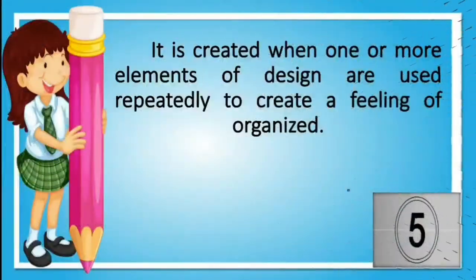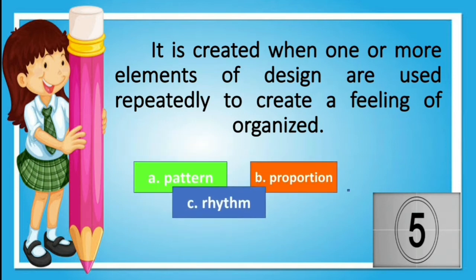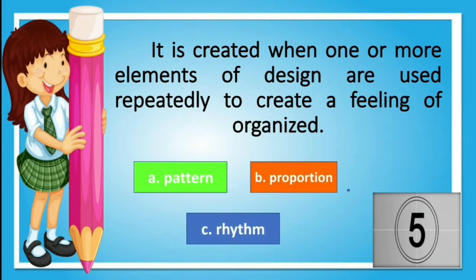Number 1. It is created when one or more elements of design are used repeatedly to create a feeling of organized movement. A. Pattern. B. Proportion. C. Rhythm. Timer starts now. And the answer is C. Rhythm.